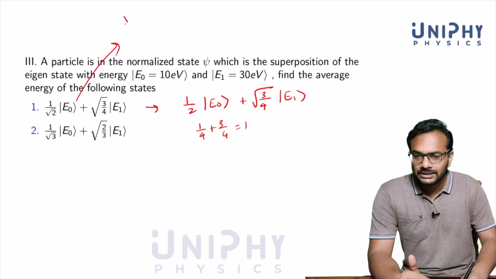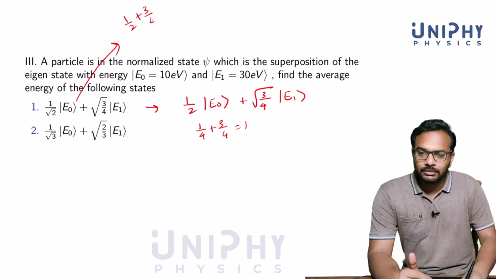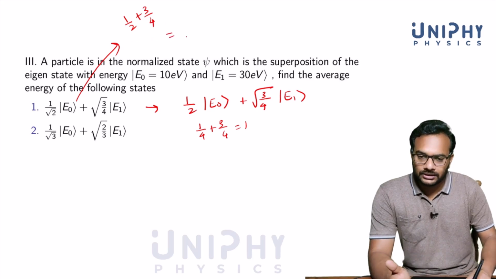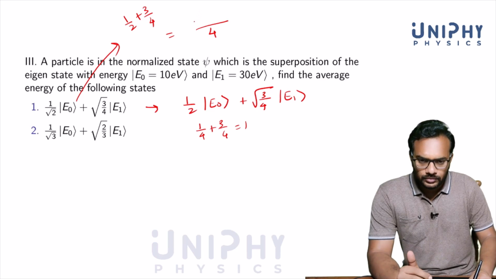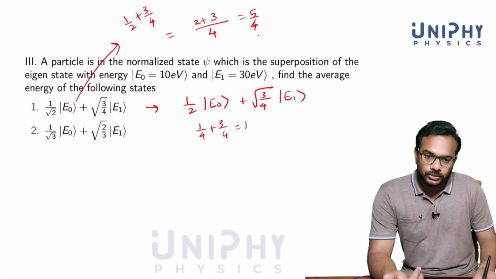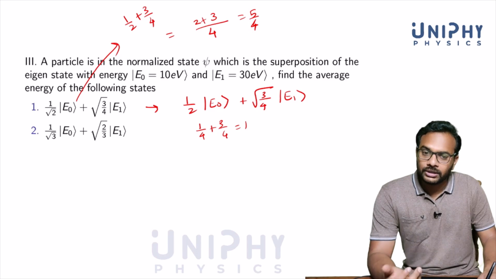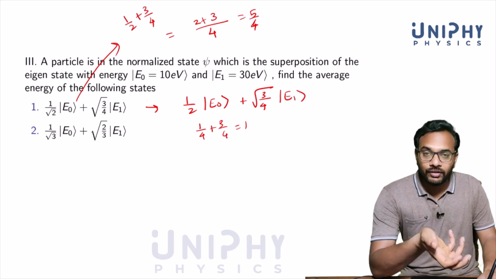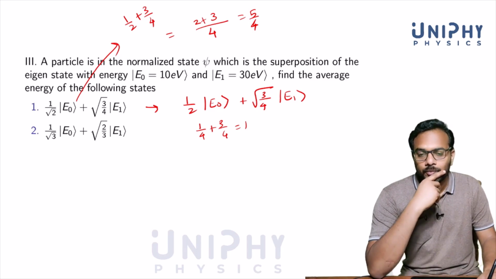Alright. So, we check what's 1 by 2 plus 3 by 4. Take the modulus square of these things, and we see that it is actually equal to 2 plus 3, that's equal to 5 by 4. So the probability, when you square and add, you get 5 by 4. Right? So what we do is divide each of the coefficients by square root of 5 by 4, or we divide each probability by 5 by 4. That would normalize it.